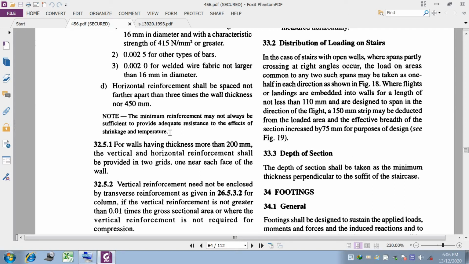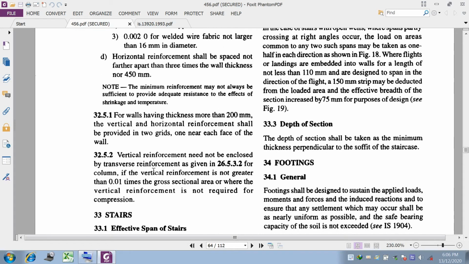Whatever we have seen so far are the requirements of the wall if you are considering a wall thickness between 100 and 200 mm. If you consider the wall thickness as 100 mm or 150 mm, the above procedure is applicable. But here the special requirement applies if, because of the high loading, the thickness is more than 200 mm. In that case, the vertical and horizontal reinforcement shall be provided in 2 grids, one near each face of the wall.